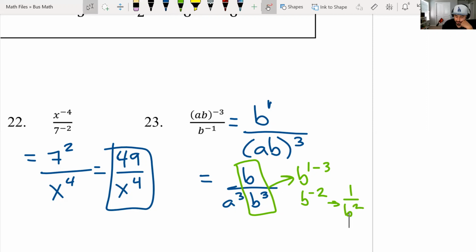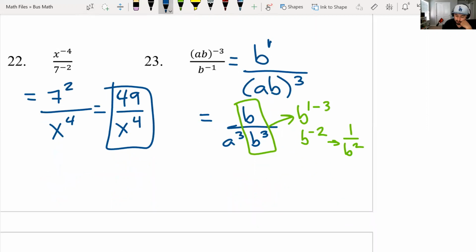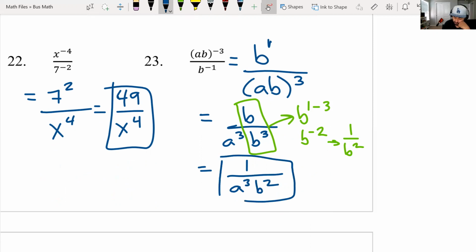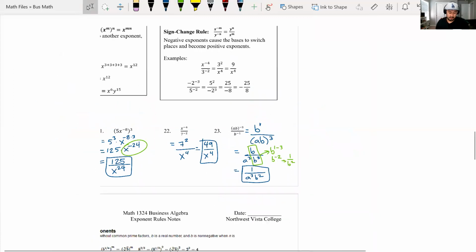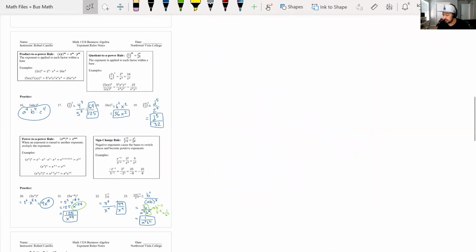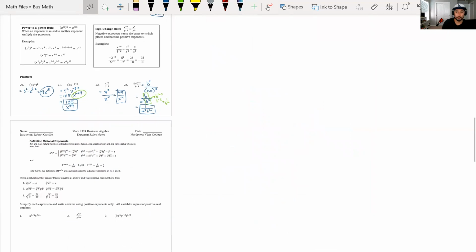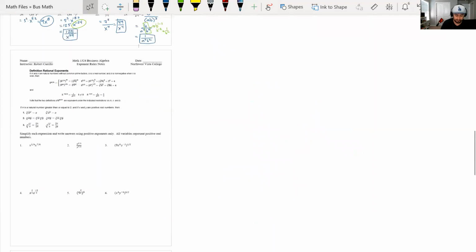So now we come back to this problem and we finish it. You get 1 over a cubed b squared. That's it. All those rules, guys. Which means more rules.